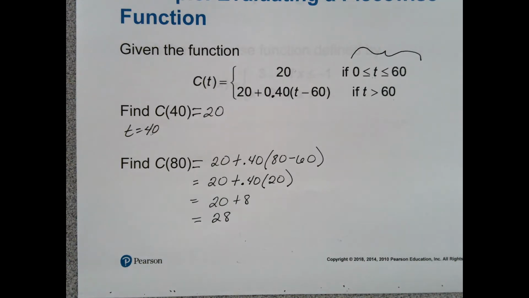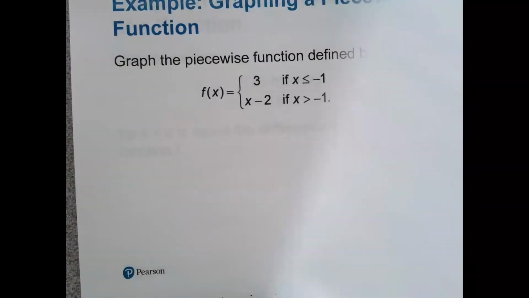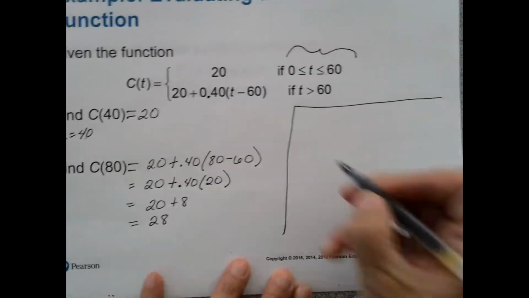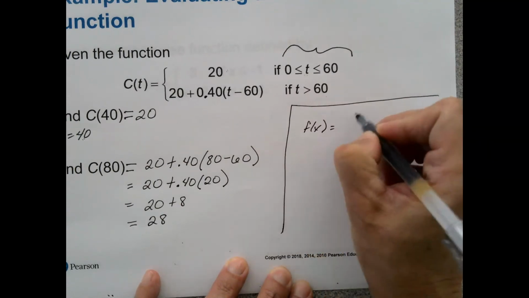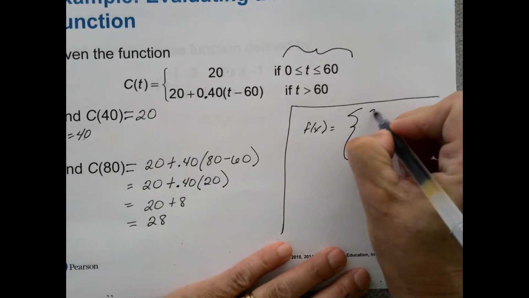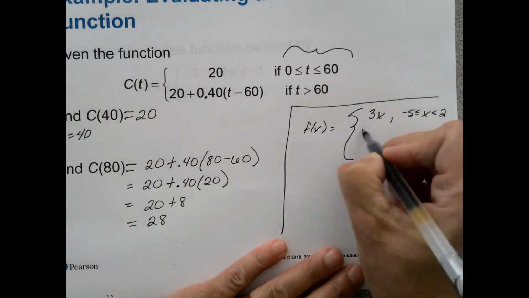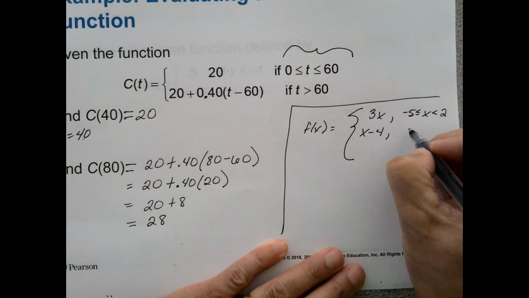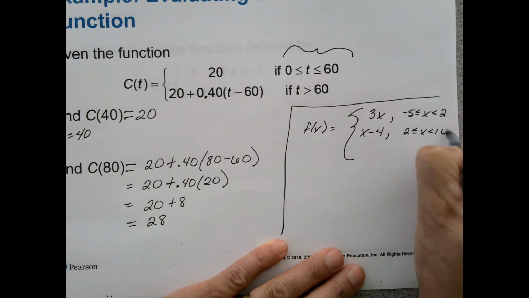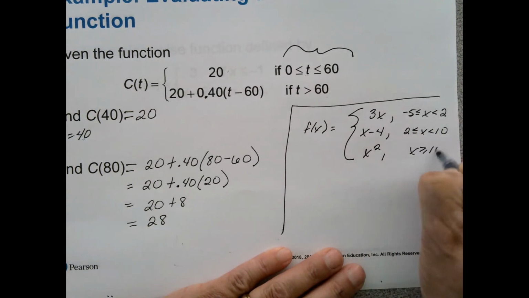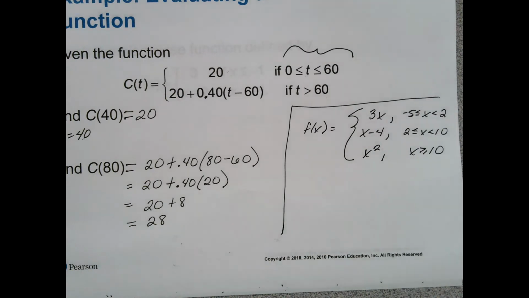Now, there is no reason why you can only have 2 pieces of a function. You can have more pieces. So if we were to make up a different function, let's just say I've got another function, f of x, which is equal to 3x for negative 5 less than or equal to x less than 2. Let's say it's x minus 4 for 2 less than or equal to x less than 10. And let's say it's x squared if x is greater than or equal to 10. That's another piecewise defined function, but this one has 3 pieces. But you still treat it just the same.